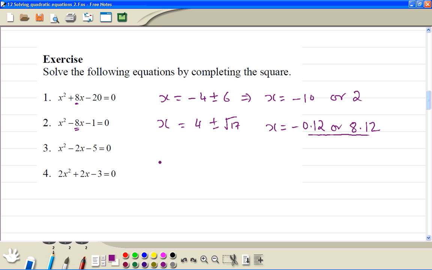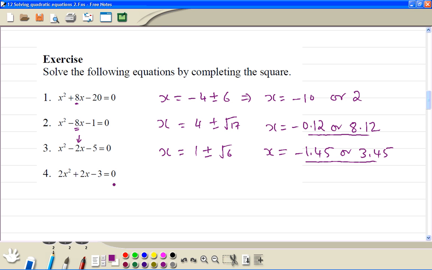So number 3, you get the answer x is equal to 1 plus or minus root 6, or in decimals, minus 1.45 or 3.45. These two numbers add up to 2, and that matches that number there.